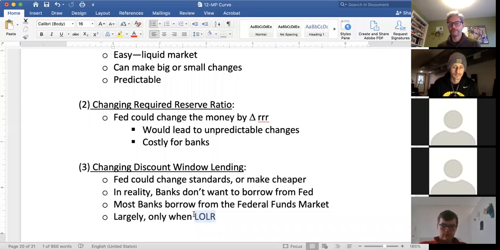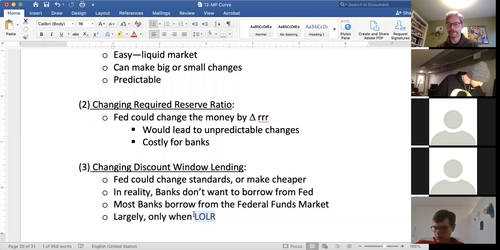So the Fed doesn't really use discount lending, right, which is what we usually call when the Fed lends to a bank. The Fed doesn't want to use its lending to banks as a way of controlling the money supply, because it's more reserved for emergency purposes, right? That lender of last resort.